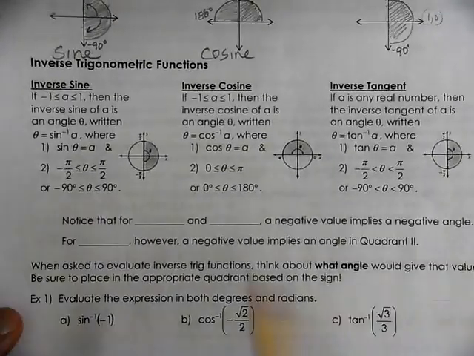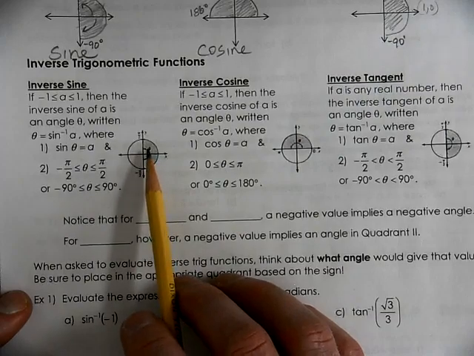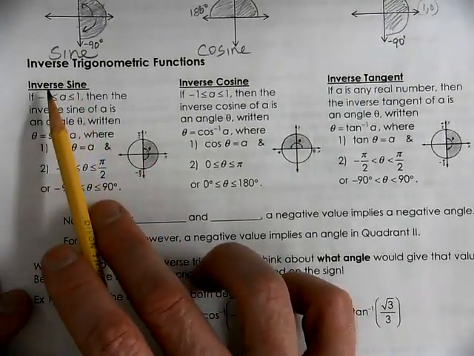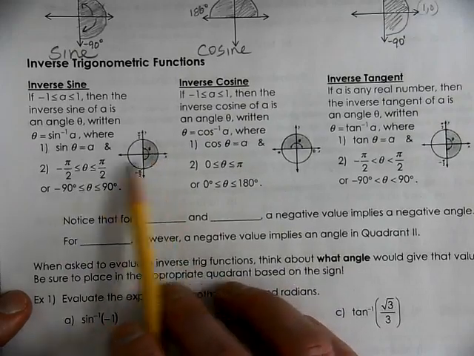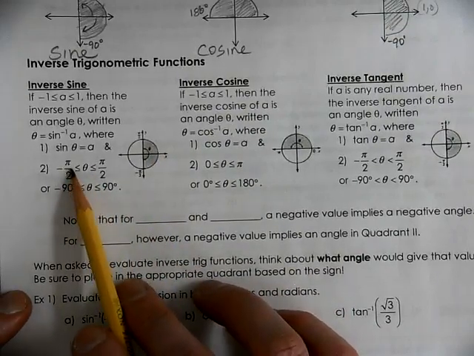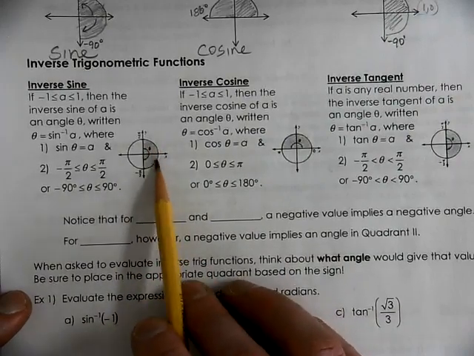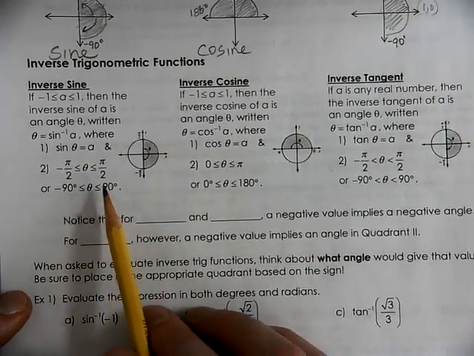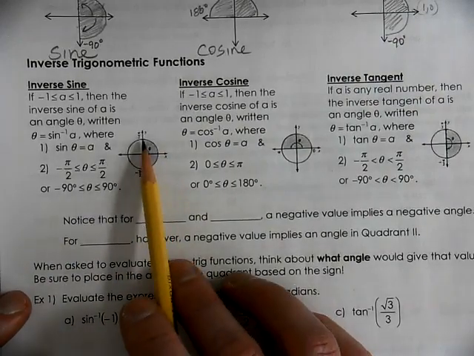These notes down here are explaining the exact same thing. They're telling us that sine, when you work with the inverse, you're going to be getting answers in this range, which are negative pi over 2 to pi over 2. That's usually in radians. Or negative 90 degrees to positive 90 degrees when we talk about degrees.